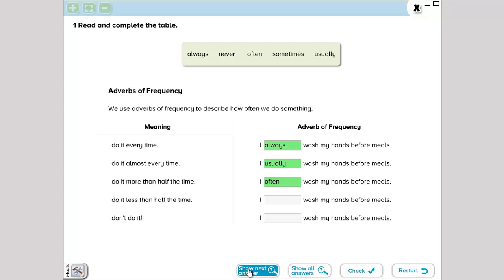Now, I do it less than the half the time. Lo hago menos de la mitad del tiempo. It is I sometimes. Yo algunas veces lavo mis manos antes de comer. And the last one, I don't do it. Yo no lo hago. O sea, algo que yo nunca hago. It will be I never wash my hands before meals. Okay, yo nunca lavo mis manos antes de comer. Que no deberían de siempre hacerlo. Siempre lavarse las manos antes de comer.